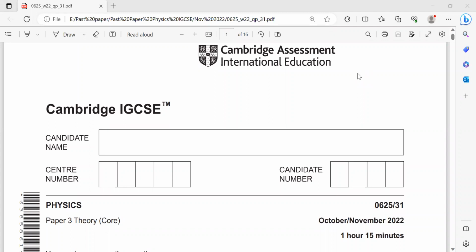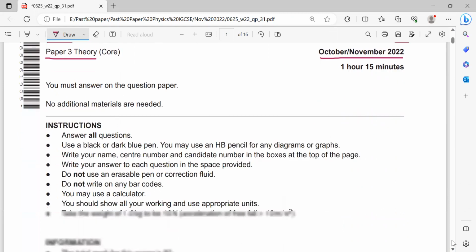Today we are going to learn how we find the solutions of a past paper, especially paper 3, theory, subject physics, and this past paper of October, November 2022, number 31. Okay, let's start.